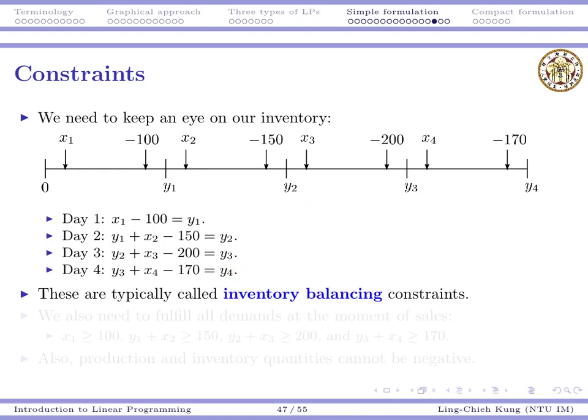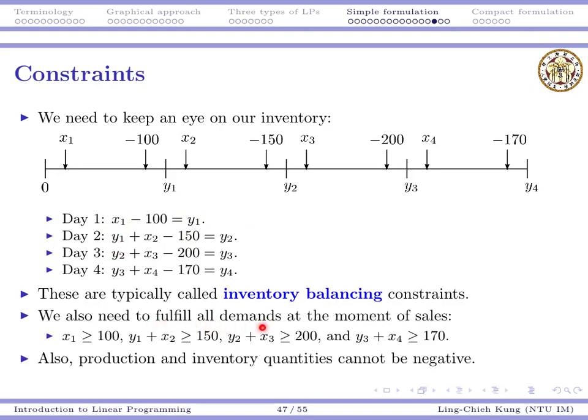And these are typically called inventory balancing constraints, okay, for these kind of inventory problems. Inventory must be balanced across different periods. These Y variables are connecting different periods because for period 1 to period 2, ending inventory of day 1 is the beginning inventory of day 2.